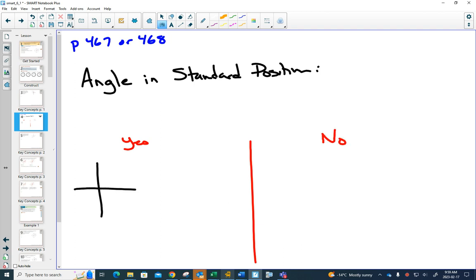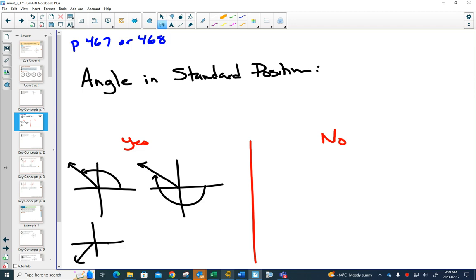So if I have my 4 quadrants, this would be an example of an angle in standard position. This would be an example of an angle in standard position. So with this, all 4 of those are examples of angles in standard position. These are examples of angles not in standard position.